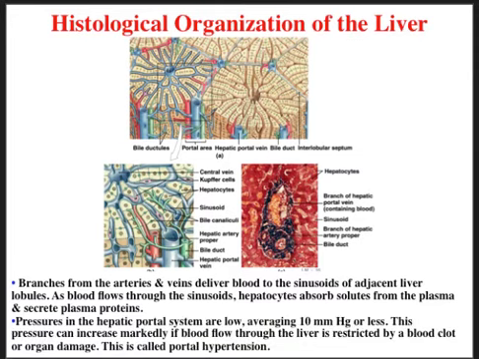Pressures in the hepatic portal system are low, averaging about 10 millimeters of mercury or less. This pressure can increase markedly if blood flow through the liver is restricted by a blood clot or organ damage, and this is called portal hypertension. This is one of the hallmarks of cirrhosis. What happens as scar tissue builds up is that you can occlude the blood flow through the organ itself, and then you end up with this portal hypertension as the scar tissue begins to accumulate.